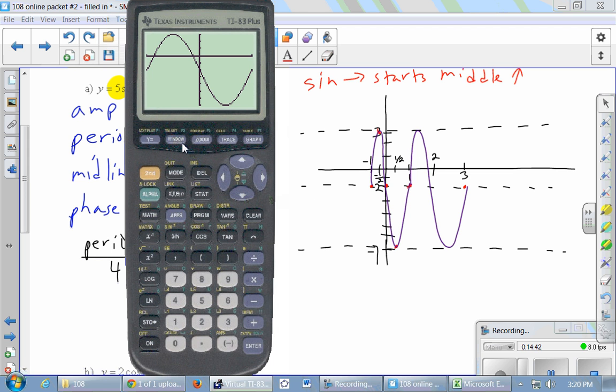If you wanted to take a look at the second cycle of this thing, you could let your window go until 3 for the x max, and then we should see 2 complete oscillations. There's the first one. There's the second one.